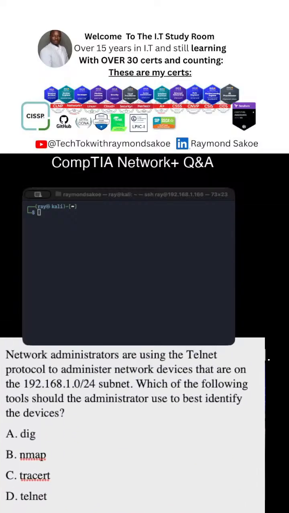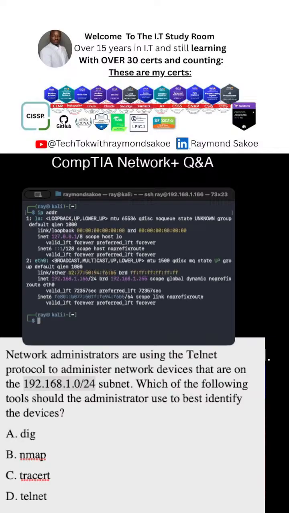So you have a subnet, and you need to verify what devices are using Telnet. I was saying that I couldn't use the IP address they are talking about. However, I think I'm on the same network actually. So let me do ifconfig. Oh, ip addr. It tells me my IP address. So yeah, I'm on the same network, similar to the question.